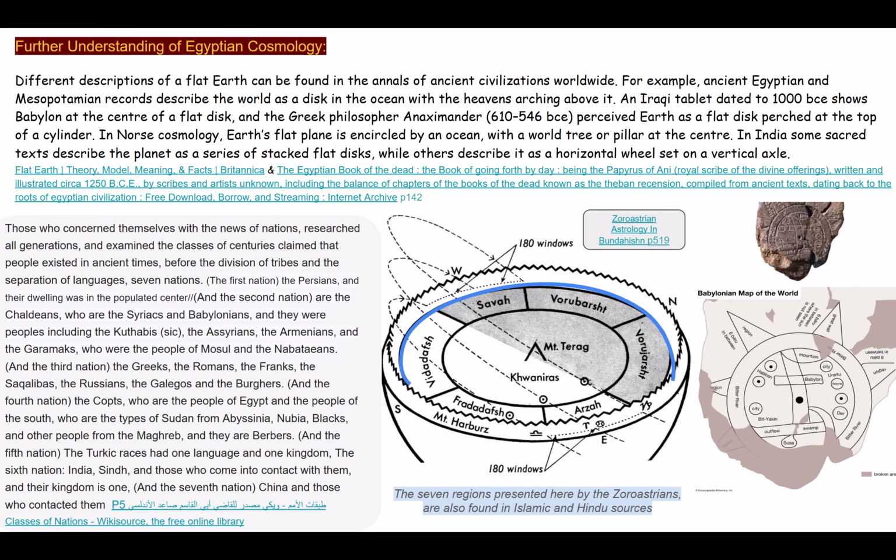And then the third nation is the Greeks, the Romans, the Franks, the Sakalibas, the Russians, the Galligos, and the Burghers, basically Europe. In the fourth nation, the Copts, who are the people of Egypt, and the people of the south, who are the types of Sudan, from Abyssinia, Nubia, blacks, and other people from the Maghreb, and they are Berbers. And the fifth nation is the Turkic races, had one language and one kingdom. The sixth nation is India, Sind, and those who come in contact with them, and their kingdom is one. And the seventh nation is China, and those who contacted them. Okay, so in most Sabaic religions, you're going to see the world is divided into 7 regions.